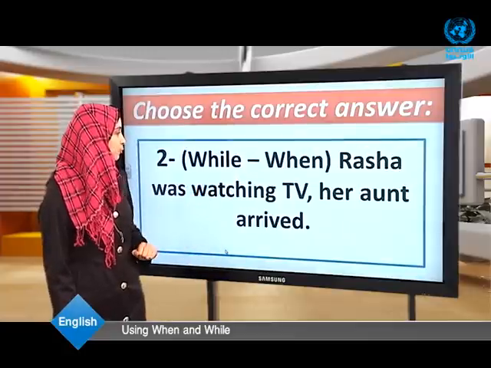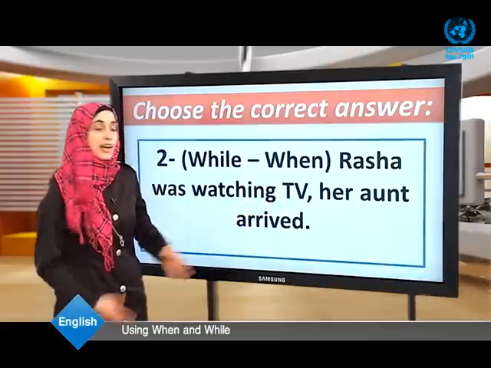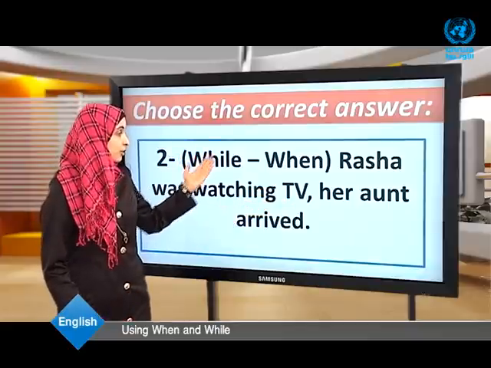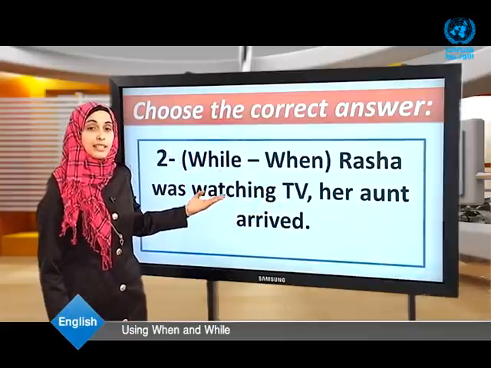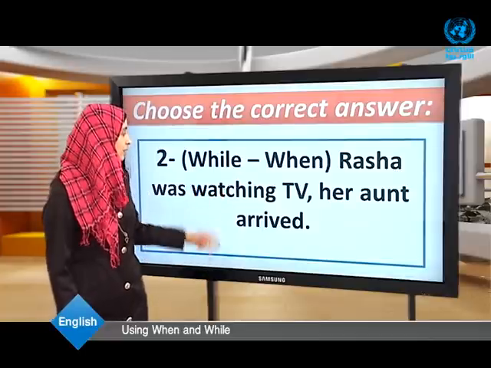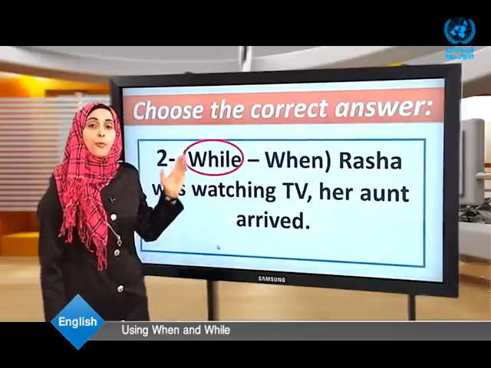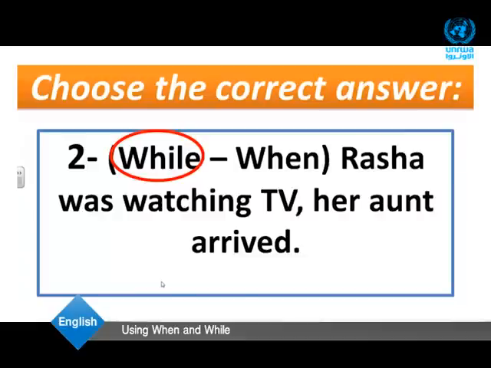Now let's see the second one. While or when Russia was watching TV, her aunt arrived. Is it while or when? And notice here we have the past continuous tense, the long action. So it must be while. While Russia was watching TV, her aunt arrived.